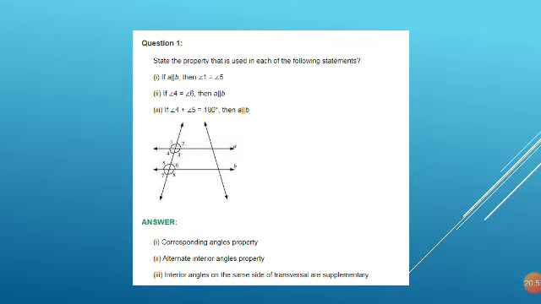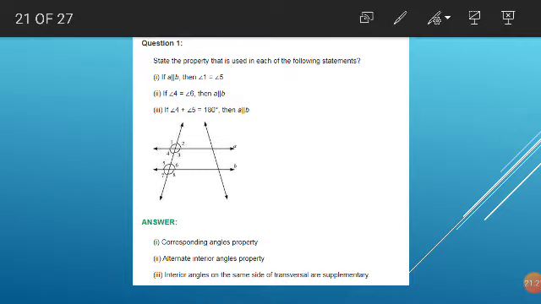State the property that is used in the following statements. If A is parallel to B, then angle 1 equals angle 5. Angle 4 equals angle 6, then A is parallel to B. Angle 4 plus angle 5 equals 180 degrees, so A is parallel to B. The first one is corresponding angles: angle 1 equals angle 5 as corresponding angles.